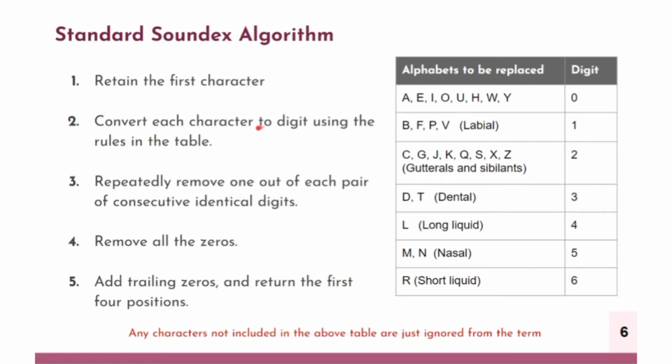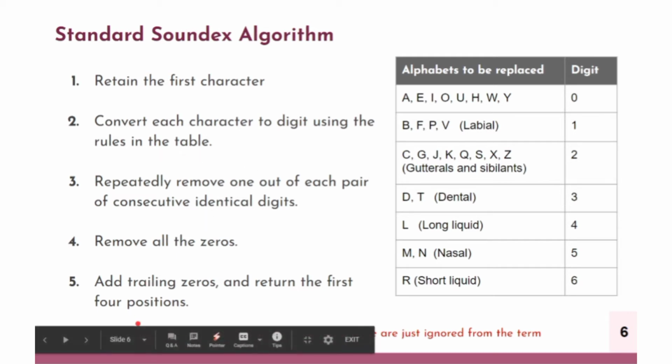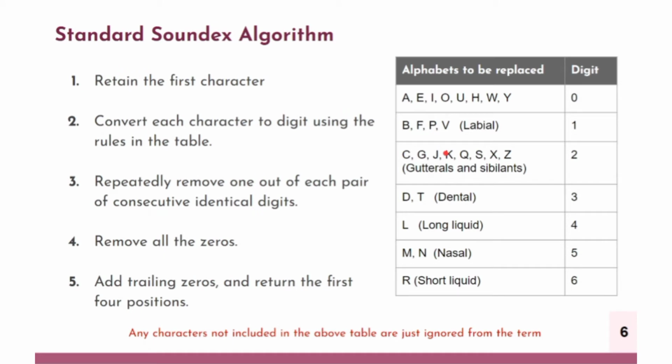Okay, so in the second point, what is given is: convert each character to a digit using the rules in the table. There is a disclaimer here: any character that is not present in the table is just omitted from that particular term. So if a term consists of whiskey123, the 1, 2, 3 are omitted and only WHISKEY is considered. Whatever alphabets are there are considered.